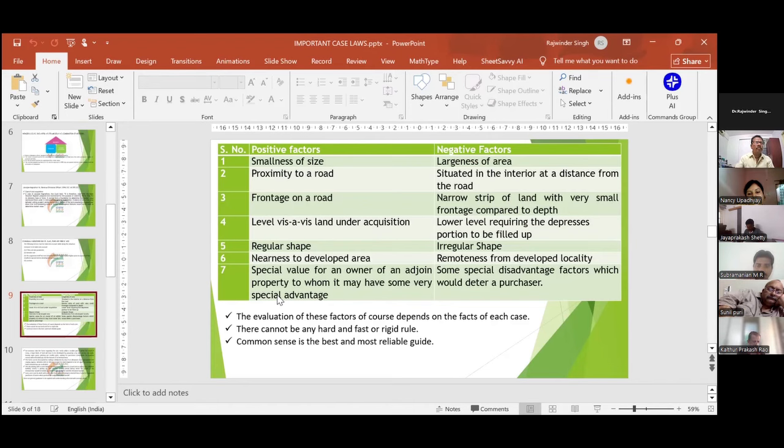Then special value for an owner of an adjoining property to whom it may have some very special advantage. And some special disadvantage factors which would deter the purchaser will be considered as a negative factor. So the evaluation of these factors, of course, depends upon the facts of each case. There cannot be any hard and fast or rigid rule as per the court, and common sense is the best and the most reliable guide as far as this case law is concerned.